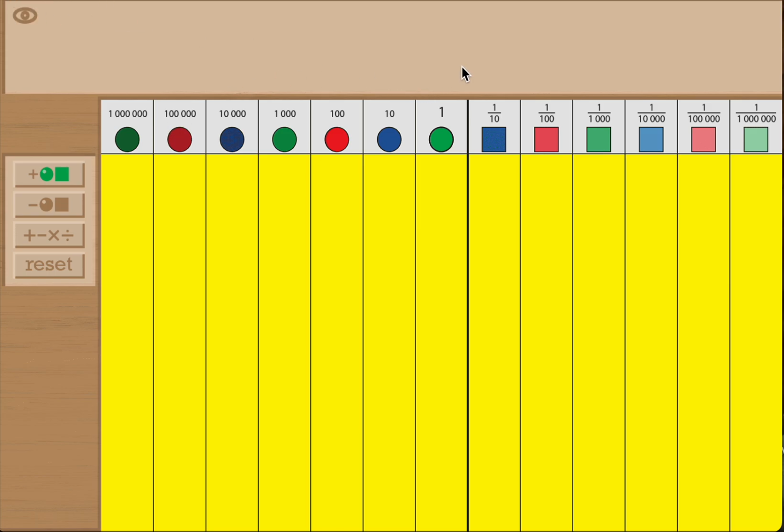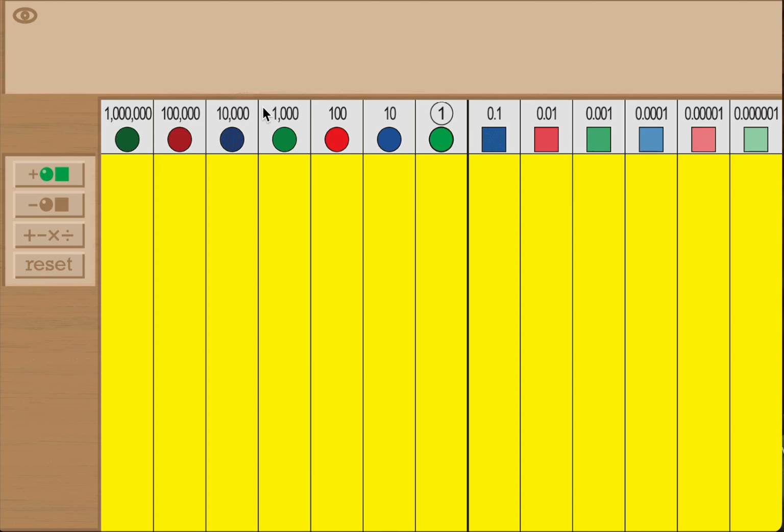So on the decimal board you'll see that this is our unit, and if we go to the left of the unit, we're going to see the powers of numbers. So if we multiply our unit by 10, we get 10. And if we multiply 10 by 10, we're going to get 100, which is 10 to the power of 2. And if we multiply the 100 by 10, we're going to get 1,000, which is 10 to the power of 3.